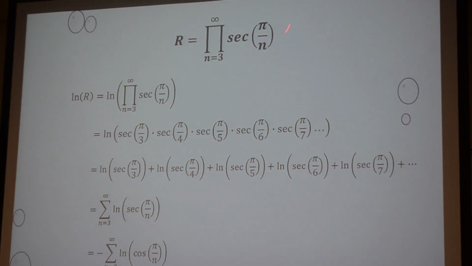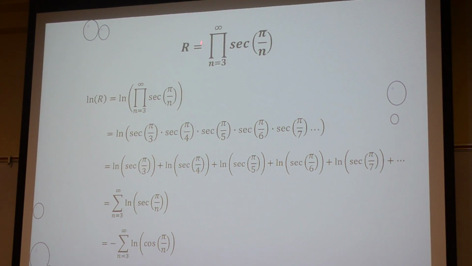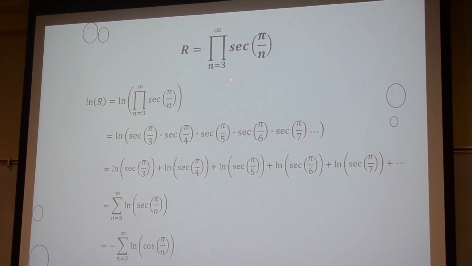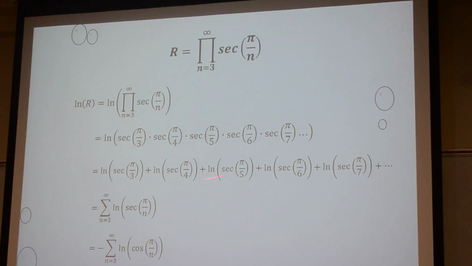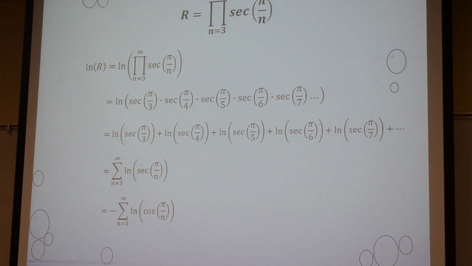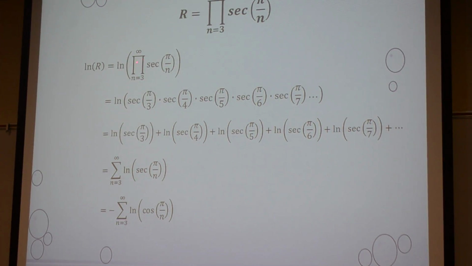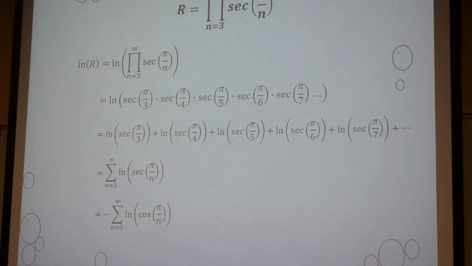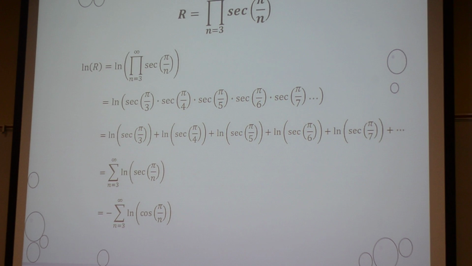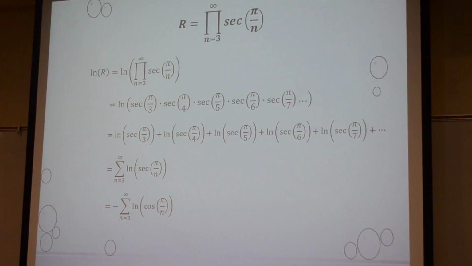We can use the product of secant pi over n to plug the numbers in and see what we're going to get. So I'm going to take the natural log of both sides. The reason is I want to change it from the product to the summation, which will make it easier to work with. So I'm going to take the natural log on both sides.